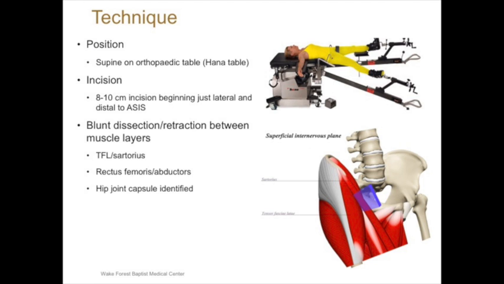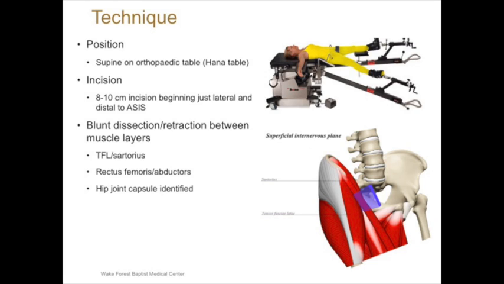So we use this specialized table, this Hana table. This is a picture of what that looks like. A patient's lying supine, they have their legs strapped into these ski boots, and that allows us to manipulate the leg both in rotation and extension. And the incision is about 8 to 10 centimeters, beginning just distal and just lateral to the ASIS, the bony prominence on the anterior pelvis, and then going distally towards the lateral patella.